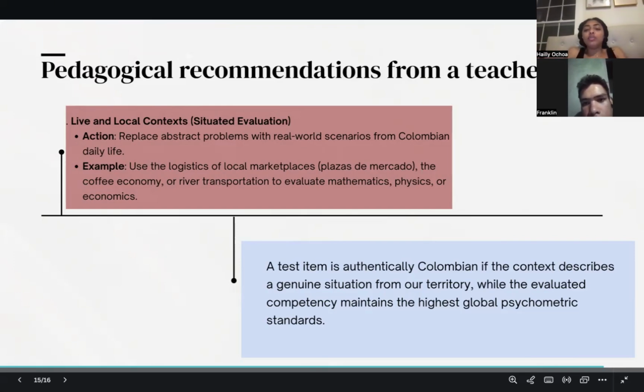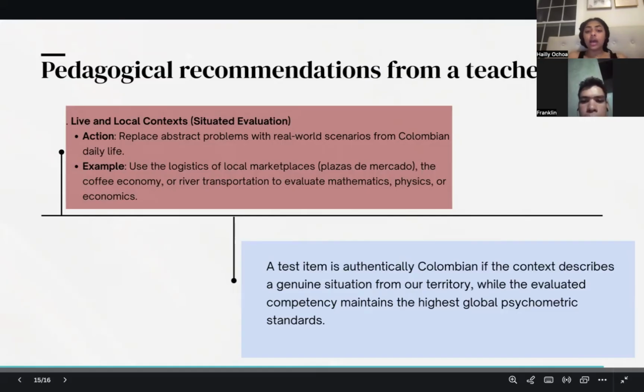I call this "Colombianize the test." Leaving the local context, a situated evaluation, is the best idea in this type of case. Why? Because we can replace an abstract problem with real words and scenarios from Colombian daily life. For example, use the logistics of local marketplaces like the Plaza de Mercado, like the church, even a real school with real names, the coffee economy, or river transportation to evaluate mathematics, physics, or economics. Thus, it's a general example, but oriented to languages, we can basically use real names and real locations.